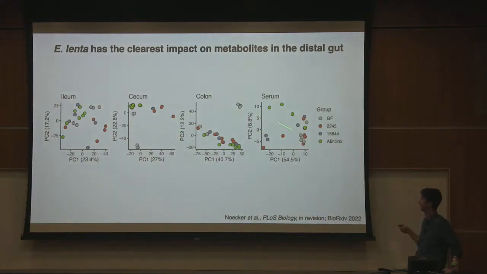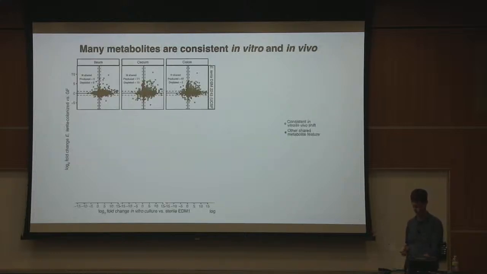And so this is just the data at a really high level. You can see in these PCoA plots that it's pretty hard to tell the groups apart in the serum and the ileum, but you start to see separation in the cecum and colon with these gray germ-free dots separate from the colonized groups. And so this, together with some of the data I'll show you in the next slide, really suggests that Elenta is having the biggest impact within the gut, and that a lot of its metabolites are not escaping into circulation.